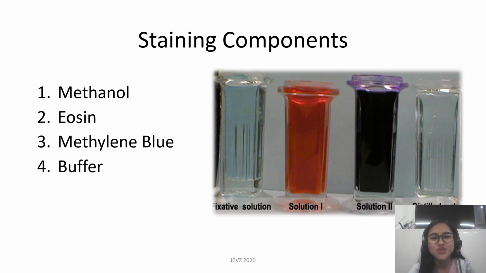And then the final solution that we have is our buffer. Our buffer changes the pH of our solution and it ionizes the reactants to initiate the pH-dependent staining process. If you notice, our eosine and methylene blue have different pH levels because our eosine is acidic and our methylene blue is basic. So to balance out these pH levels, we have to make use of our buffer. Those are the different staining components that give color to our peripheral blood smears.